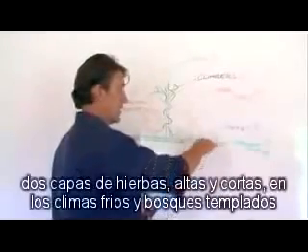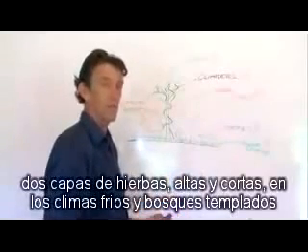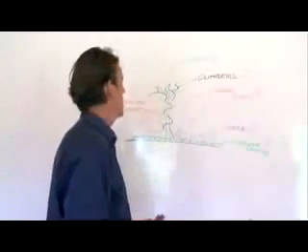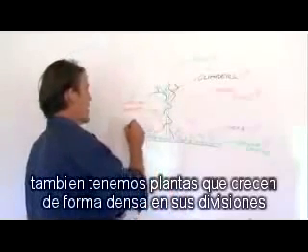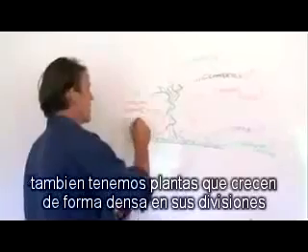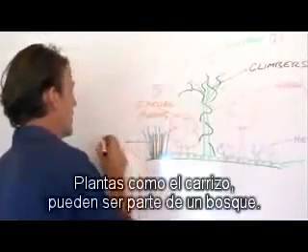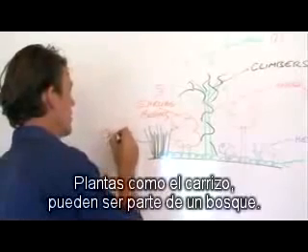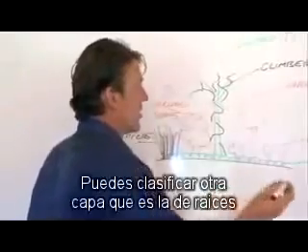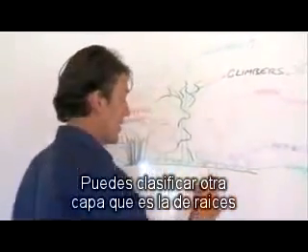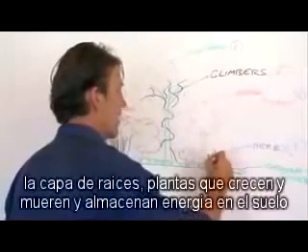Like I mentioned before, there's 2 layers of herbs, tall and short herbs in the cooler climates, the colder climates, the temperate forests. You can also have clumpers, plants that grow by divisions and clump. So they can be part of a forest. Clumpers. You could classify another layer. You could classify the root yield layer.